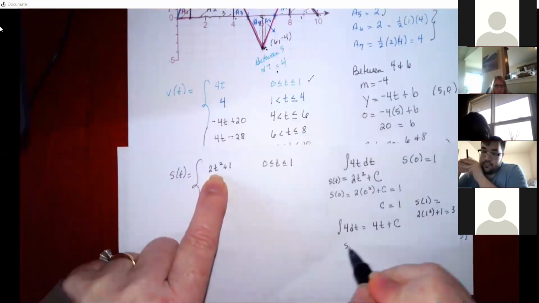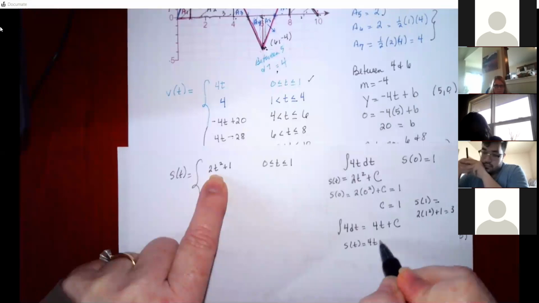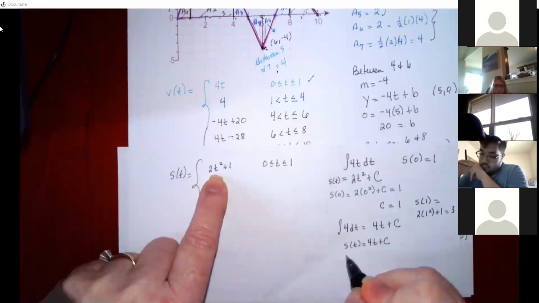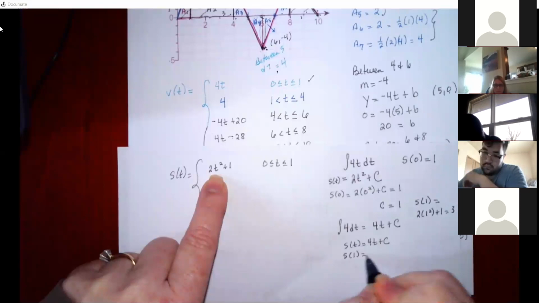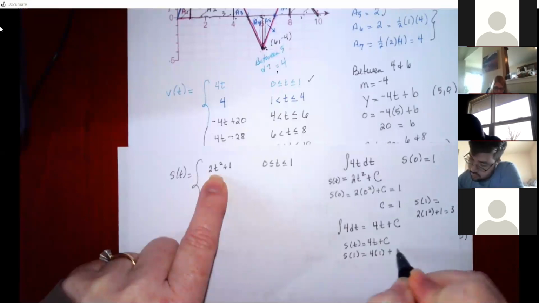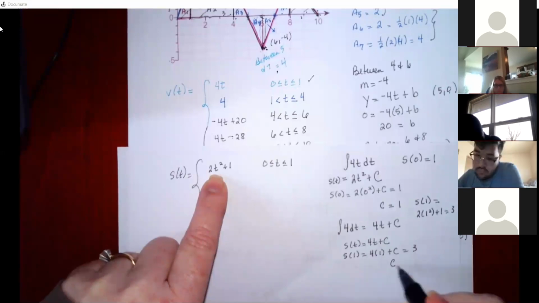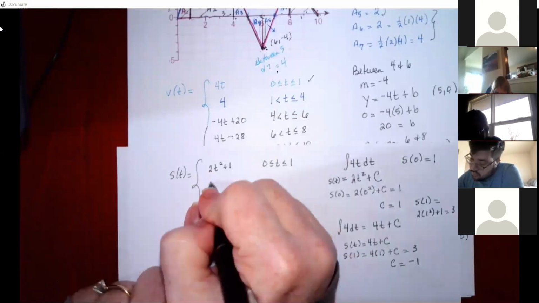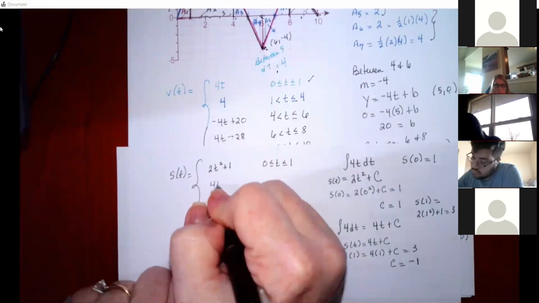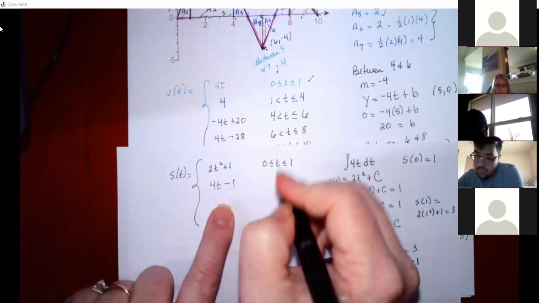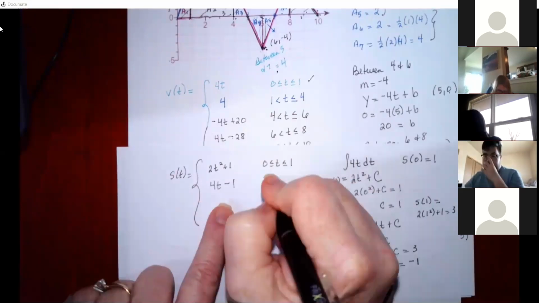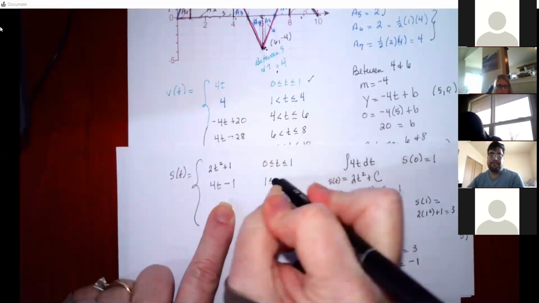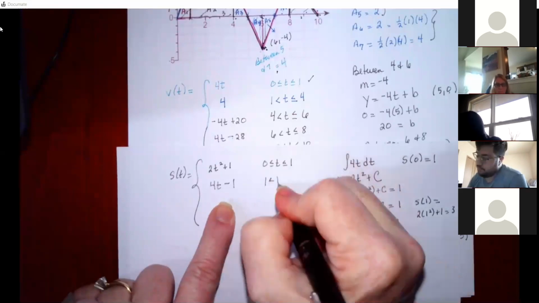So S of t is 4t plus c. S of 1 would be 4 times 1 plus c, and that equals 3. So that would give me that the constant value here would be -1. My second part of my position function will be 4t minus 1, and that will be the position from 1 to 4.